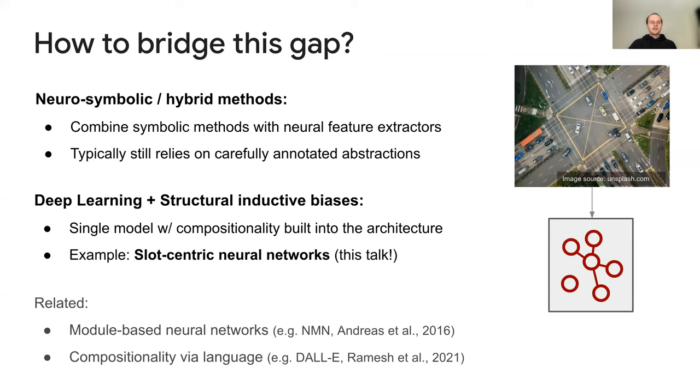Of course, there are many related approaches to structured inductive biases or modularity in neural networks, like the classic example of neural module networks from Andreas et al. You can also achieve compositionality by using properties of language. Language is very compositional in its nature, and you can interface it with deep neural nets for perceptual data, and you also get some interesting compositionality out of that. But this talk is not going to focus on the language aspect at all. I'm mostly going to focus on the slot-centric neural network architecture.